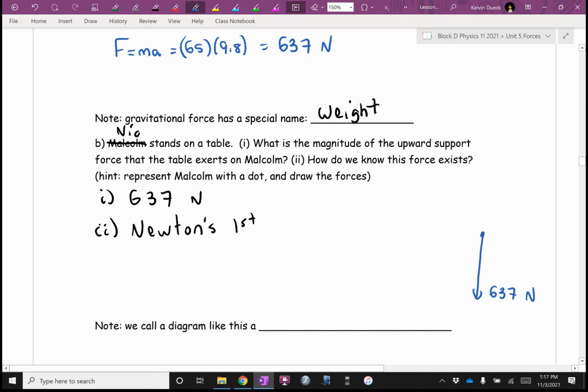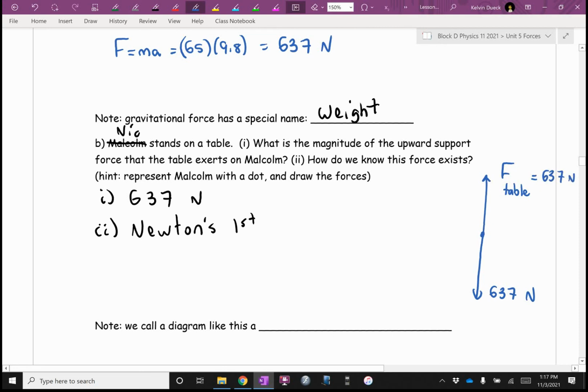If that was all there was, which way would Nick have to be accelerating if that was the only force? Have to be accelerating down. Was he? So I'm going to draw an arrow pointing up. How long? Eyeball it. Make it the same length as your arrow pointing down. So I'm going to eyeball it. This is F table, and I know that that has to be exactly 637 newtons.